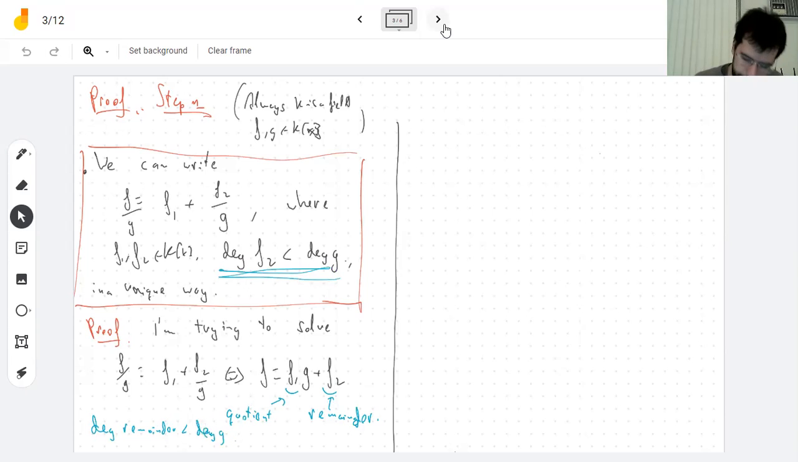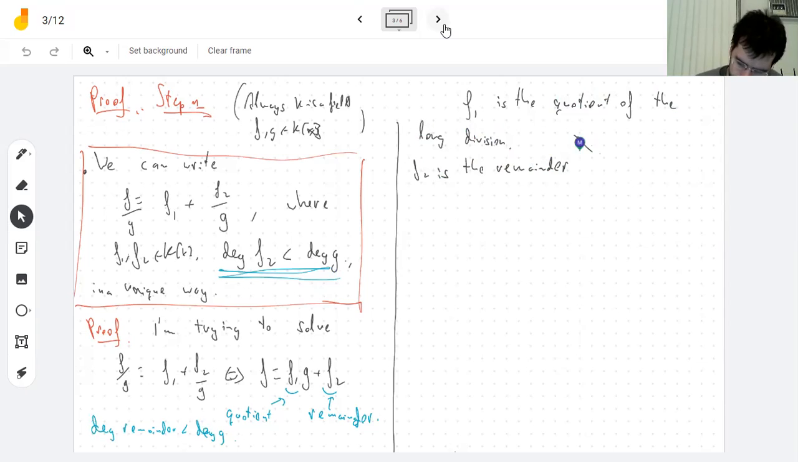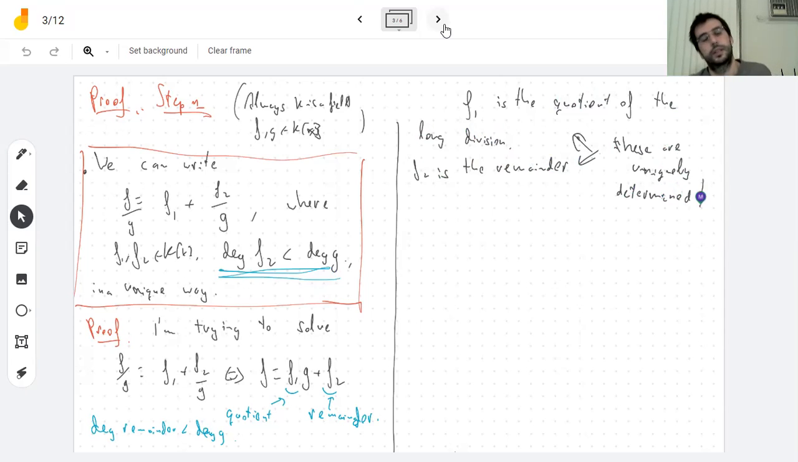So F1 is the quotient of the long division, and F2 is the remainder. And we've already shown in the first or second week of class that these are uniquely determined. The long division problem only has one answer in a domain such as the polynomials. So that's it. This is how you would solve this back in your youth.